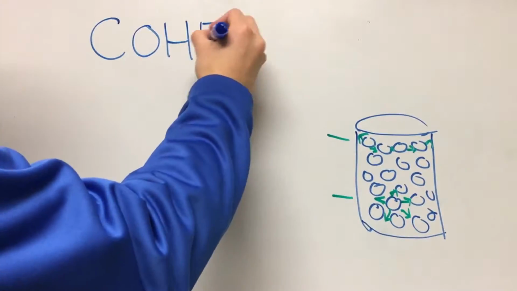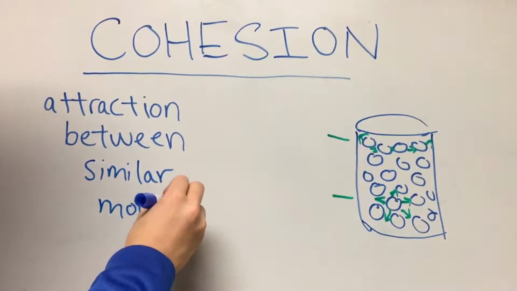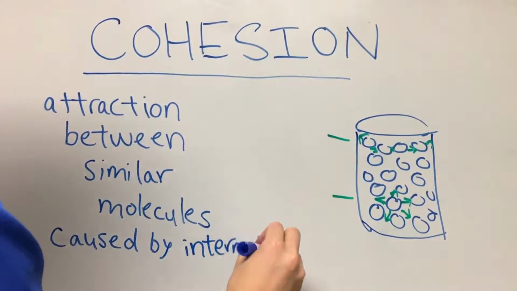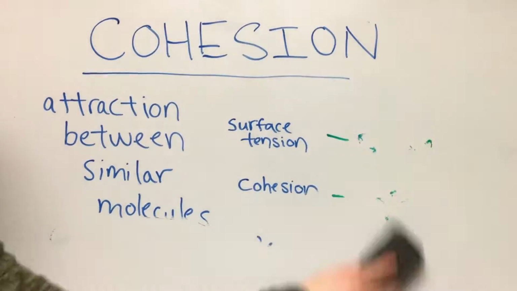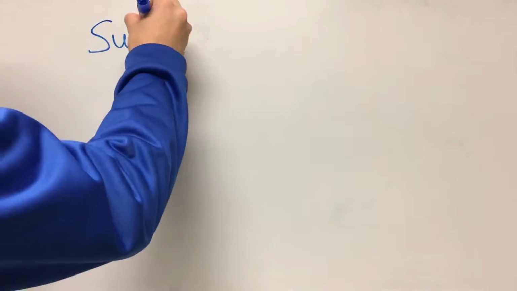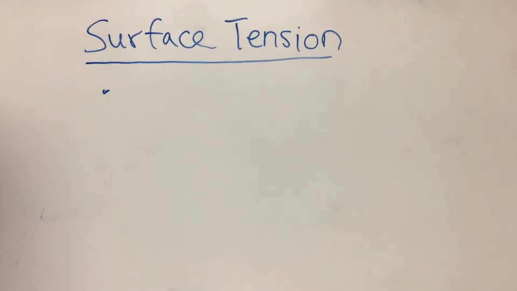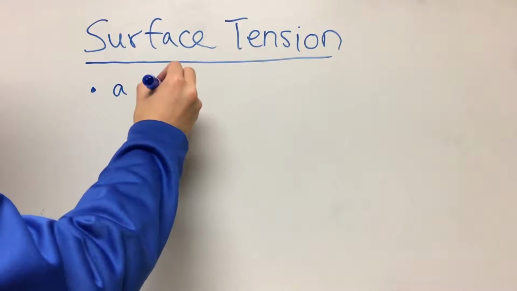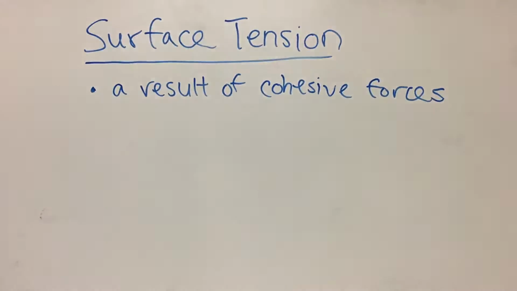The first property that liquids exhibit is cohesion. Cohesion is the attraction between similar molecules, and it is caused by intermolecular forces. An application of cohesion can be seen in surface tension. Surface tension, as you may remember from last year, pertains to the stronger attractive forces between molecules at the surface of the liquid. It is a result of cohesive forces.